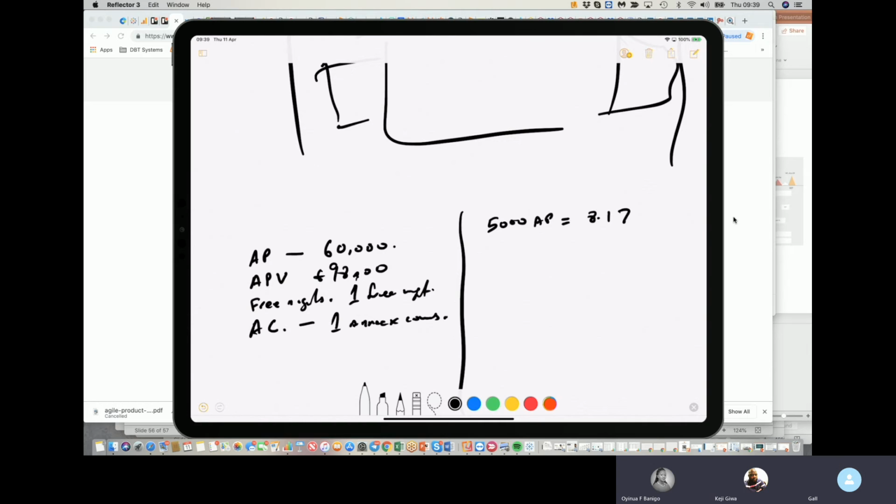Sorry, Peter, what are we going to use annex points for? Annex points equate to, so 60,000 annex points equals 1 free night. What are we going to do with annex points? Just convert to free nights or something else? Convert to free nights or convert to cash. What's the difference between annex points and annex coins?